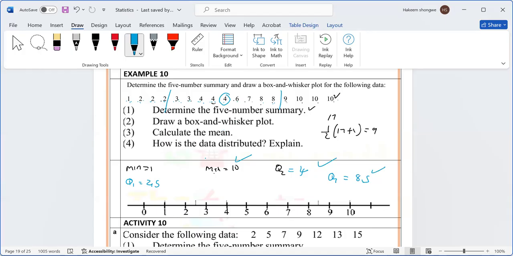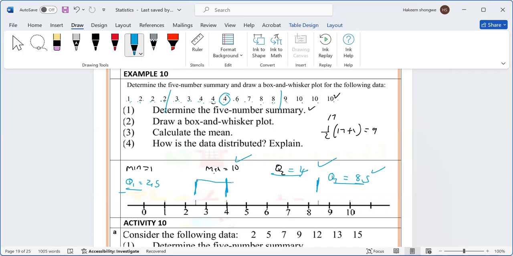How do you draw a box and whisker diagram? Q1, Q2, and Q3 represent what we call the box. So we say, what is Q1? Q1 is 2.5. So we draw a line on 2.5. We don't draw it directly on the number line, just above the number line. After that, we have Q2. What is Q2? 4. Just above 4, I draw a line. And then we have Q3. What is Q3? 8.5.